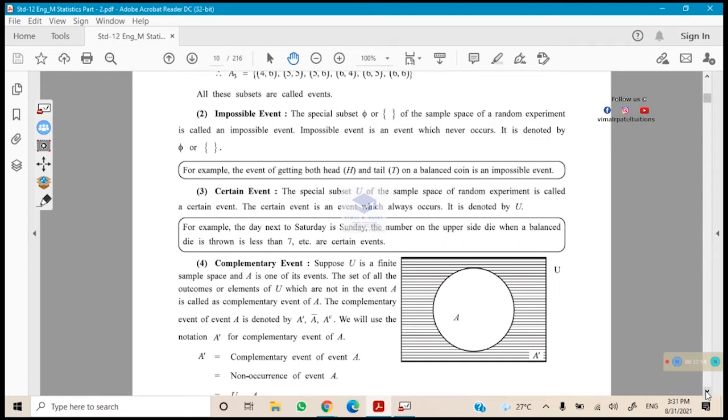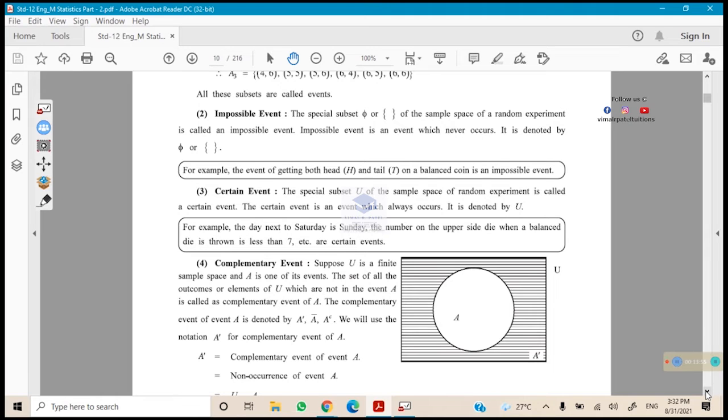Then complementary event. Suppose U is a finite sample space and A is one of its events. The set of all outcomes or elements which are in U but are not in A is called a complementary event. It is denoted by A bar, A dash, or A raised to C. Now suppose throwing a dice is the sample space. So total outcomes 1, 2, 3, 4, 5, 6. Event A, obtaining an even number. So your possible outcomes for happening of event A are 2, 4, 6. So all other outcomes which are in U, that is 1, 2, 3, 4, 5, 6, and A is 2, 4, 6. So your 1, 3, 5 is the complementary event.